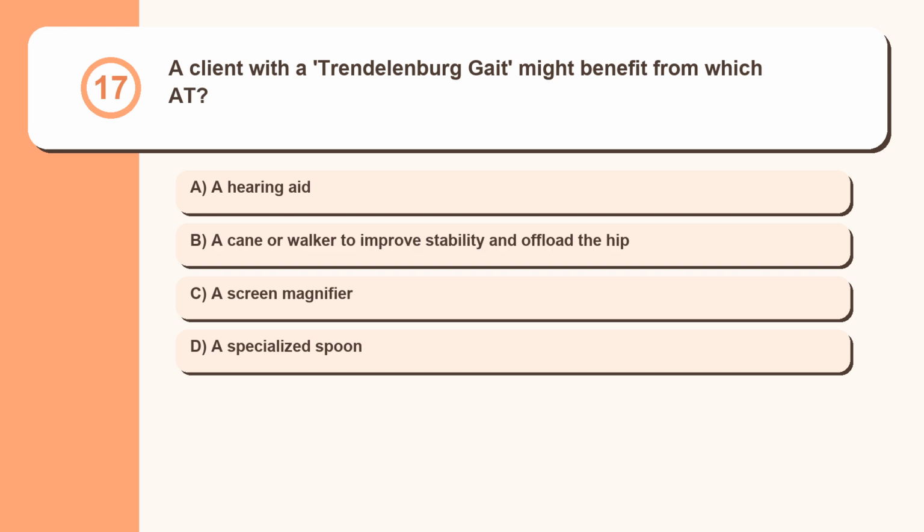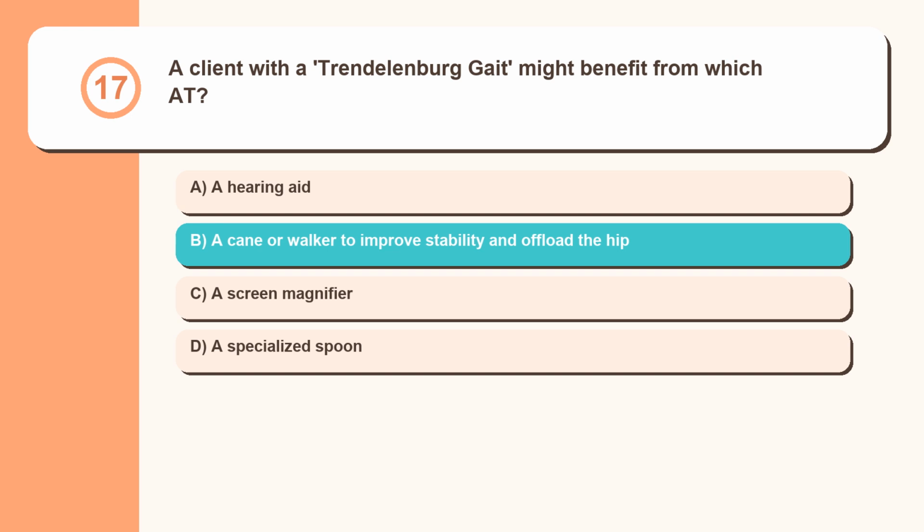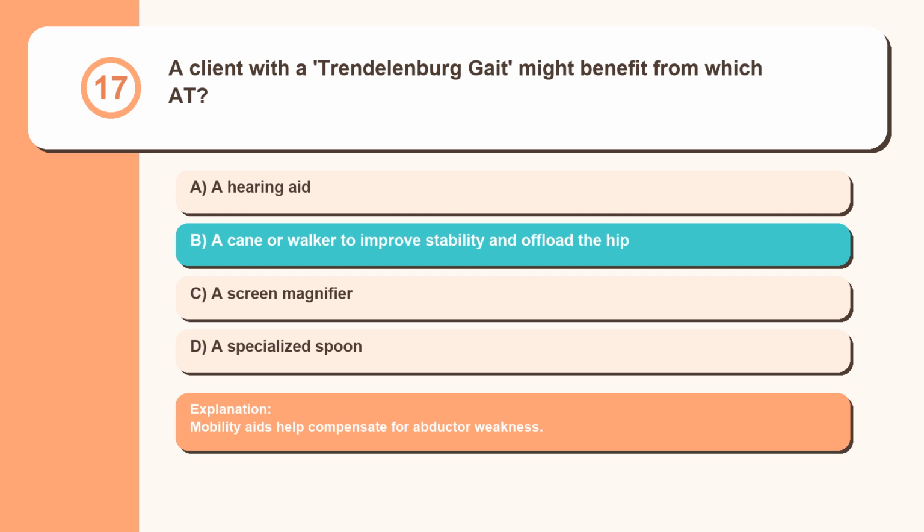Question 17. A client with a Trendelenburg gait might benefit from which AT? A hearing aid, a cane or walker to improve stability and offload the hip, a screen magnifier, a specialized spoon. Mobility aids help compensate for abductor weakness.